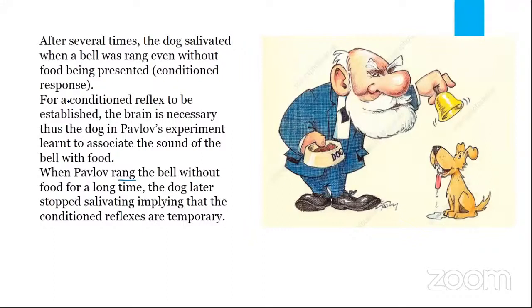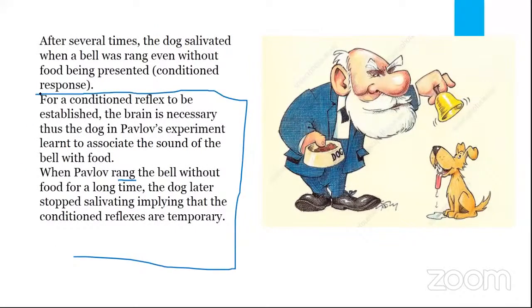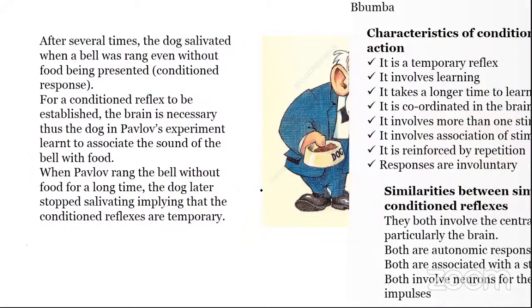So for a conditioned reflex to be established, as you can see in this box, the brain is necessary. And thus the dog in Pavlov's experiment learned to associate the sound of the bell with food. So when Pavlov rang the bell without food for a long time, the dog later stopped salivating, implying that the conditioned reflex was temporary. It was temporary, but remember the inborn one is permanent. The innate one, the instinct one, is always permanent because you are born with it.